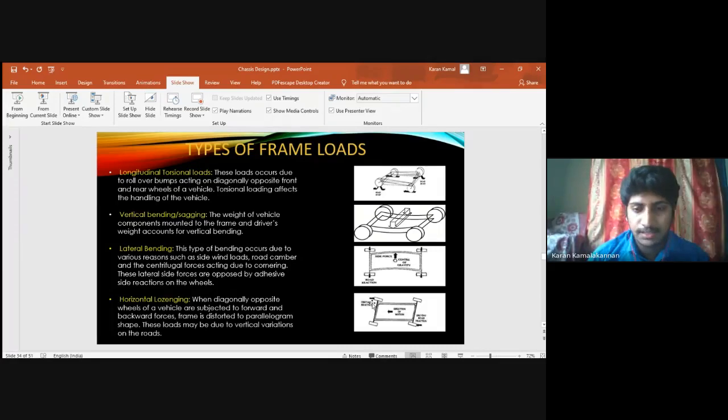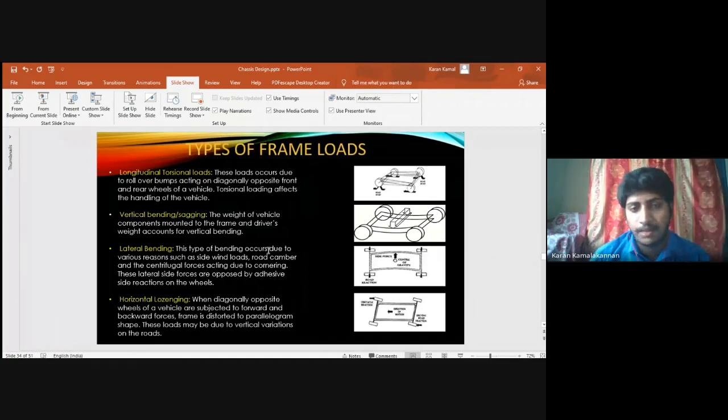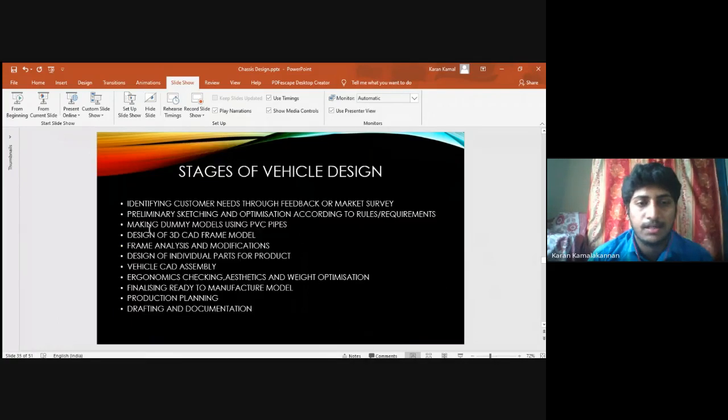And lozenging, as I said earlier, when the diagonally opposite wheels, like front right and rear left, are subjected to some kind of force, the frame naturally distorts into the shape of a parallelogram. This type of force is called lozenging. Okay, these are the types of frame loads that the vehicle will be subjected to.